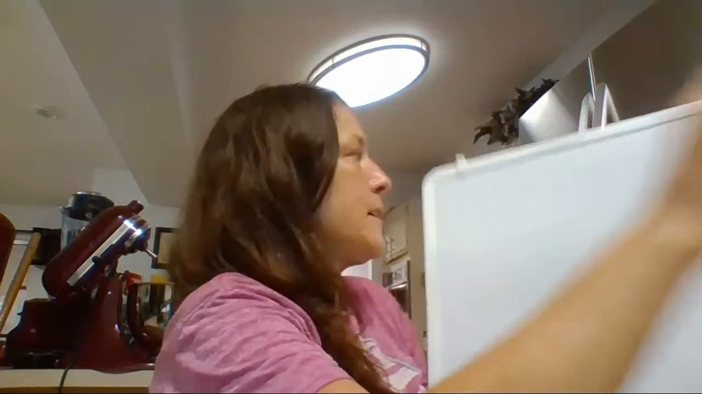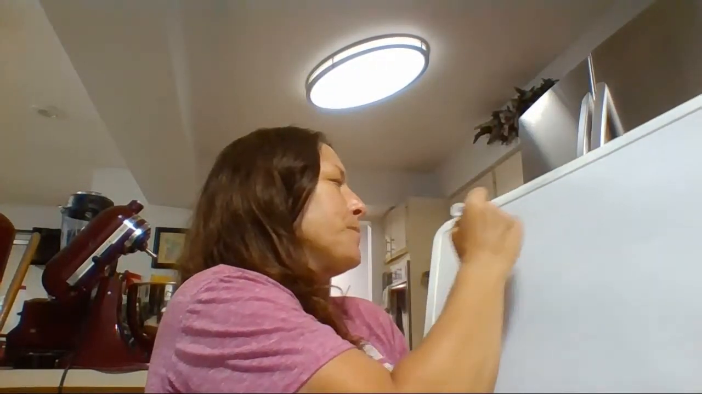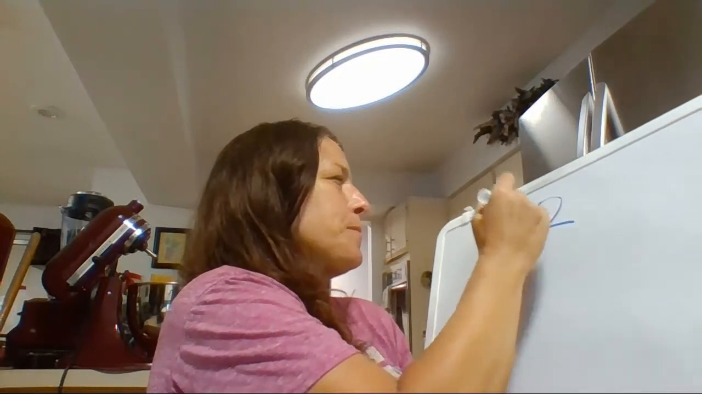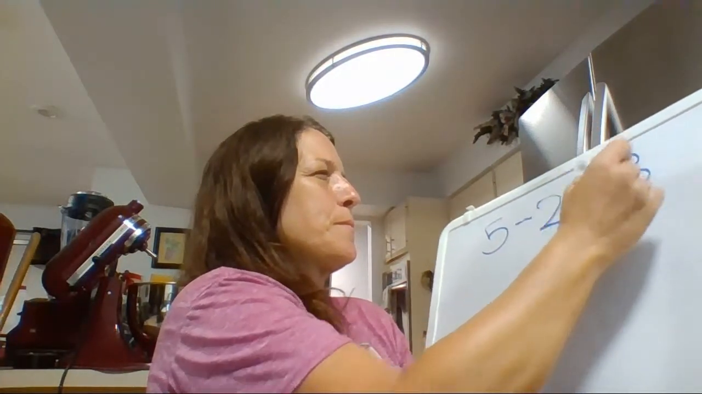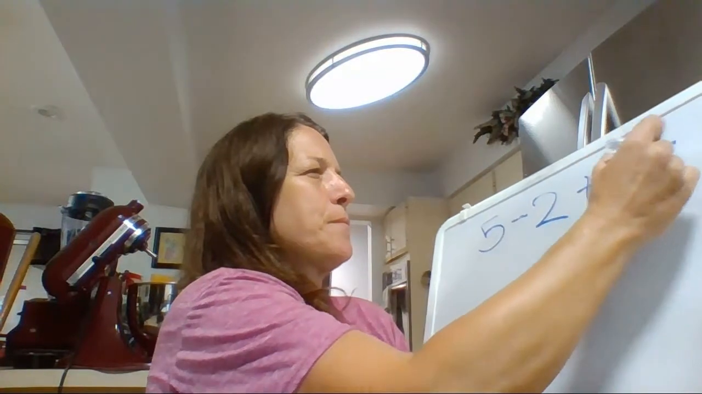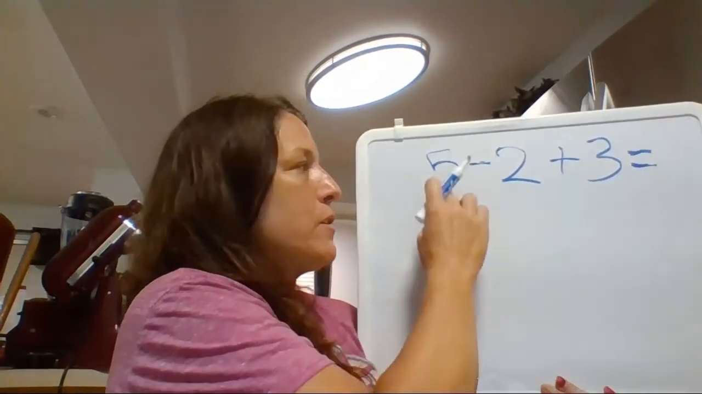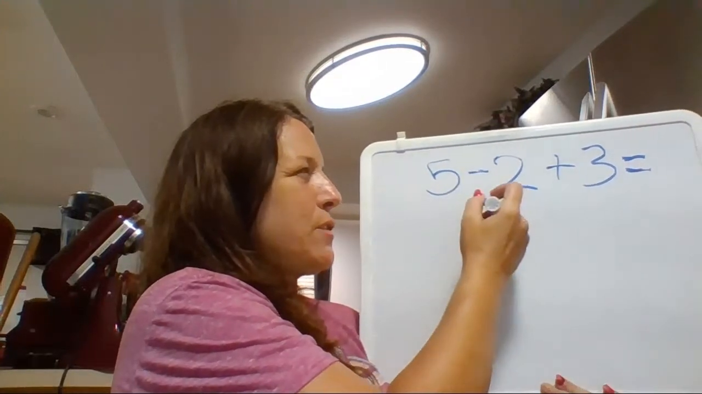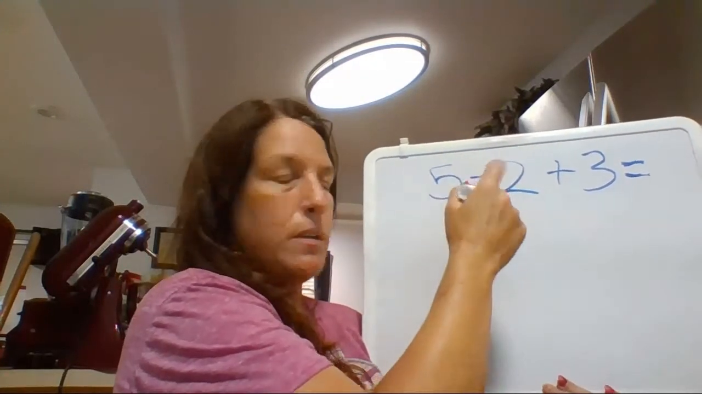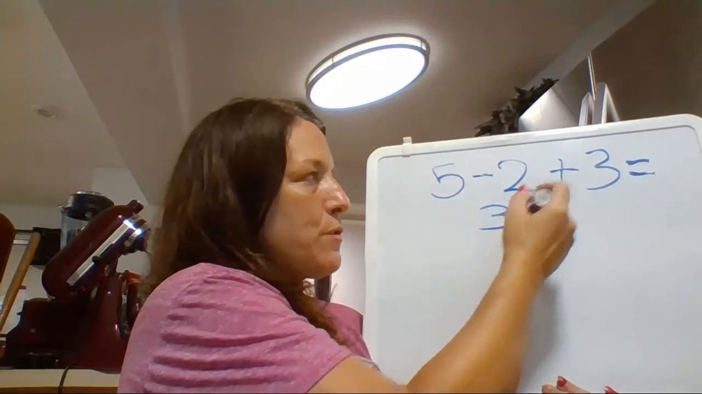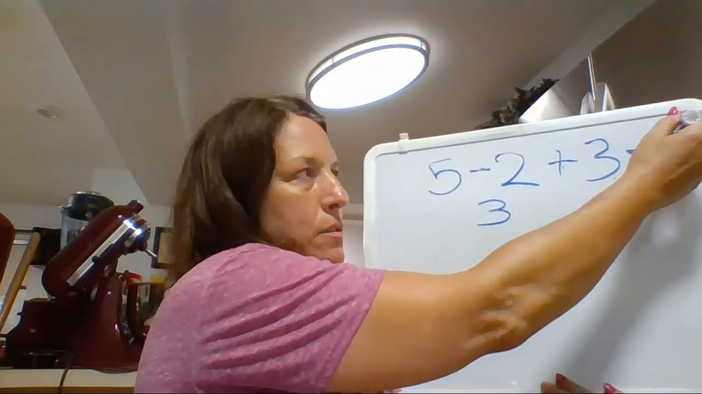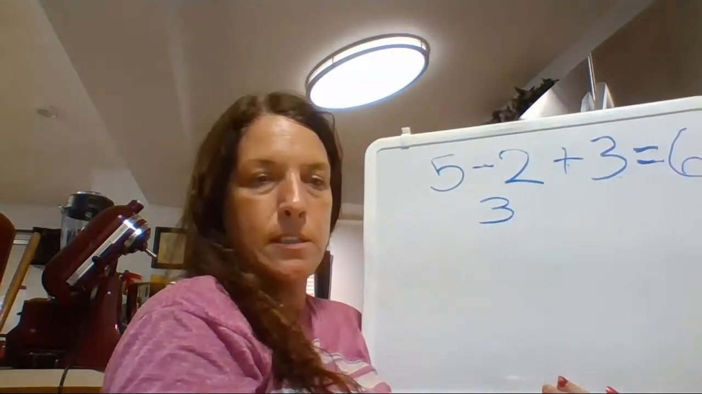Let's try one more like that. Okay, here we have 5, take away 2, plus 3. So we do this part first. 5, take away 2, 5, 4, 3. And then we have to do 3 plus 3 equals, that's a double pack, 6.